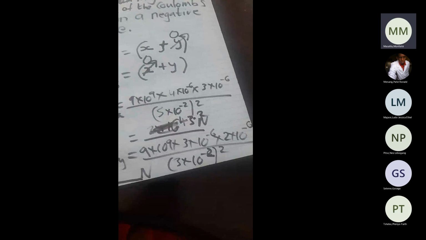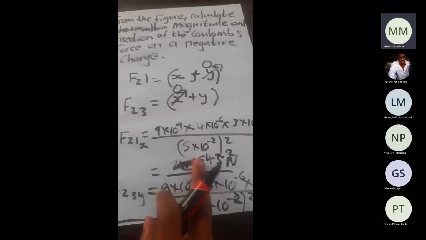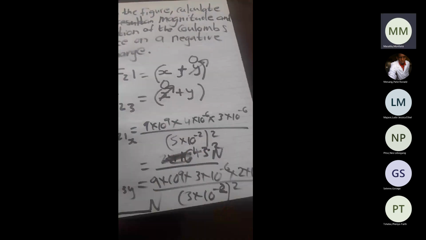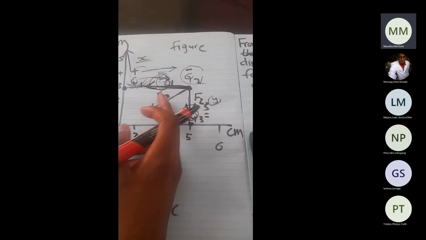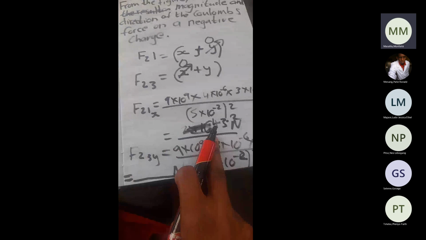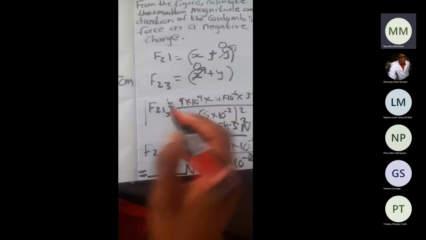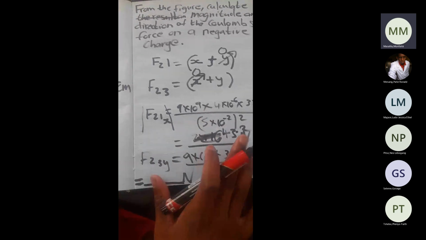In some of your answers, they might write it negative, meaning that the negative is just showing the direction. So my answer is correct.